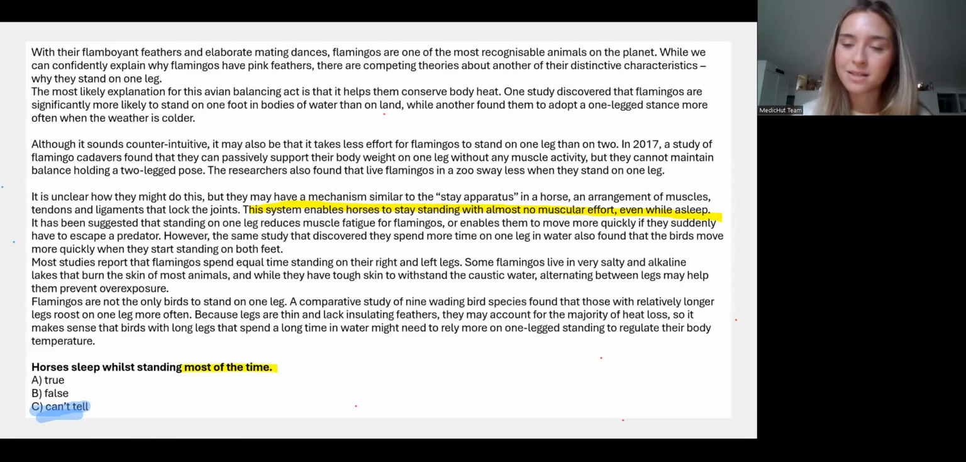So hopefully that makes sense in terms of differentiating when it's false and when it's can't tell. If the text had said, this system enables horses to stay standing with almost no muscular effort most of the time, then obviously the answer would be true. If the text said this system enables horses to stay standing with no muscular effort apart from when they're asleep, then obviously this answer would be false. So it's really important to pay attention to the kind of specific wording that is used within the text, but also the question itself as well.